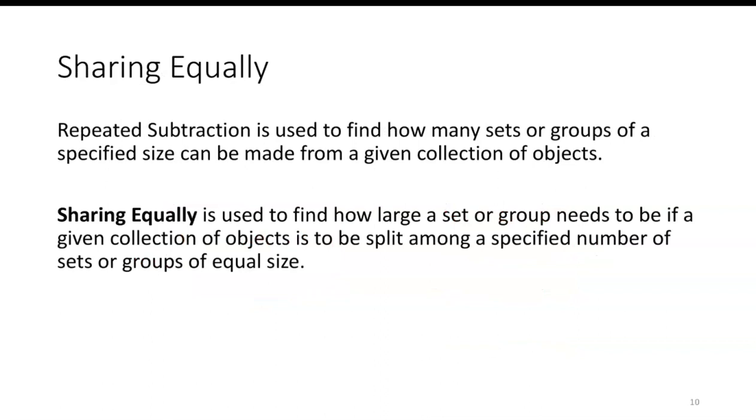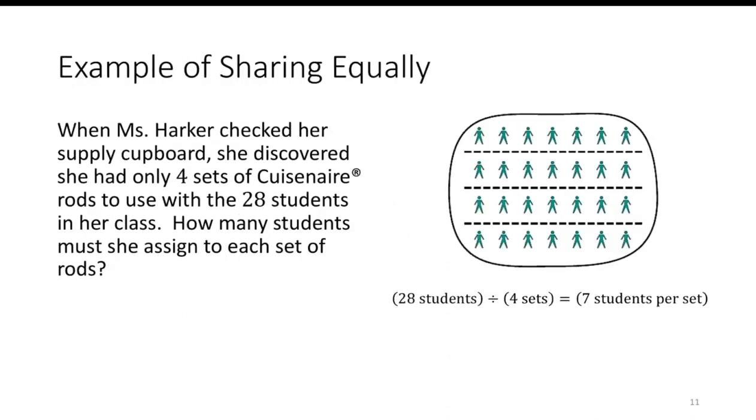The third model is sharing equally. The repeated subtraction is used to find how many sets or groups of a specified size can be made from a given collection of objects. So sharing equally is used to find how large a set or group needs to be if a given collection of objects is to be split among a specified number of sets or groups of equal size. So for example, when Ms. Harker checked her supply cupboard, she discovered she only has 4 sets of the Cuisenaire rods to use for 28 students. So how many students must she assign to each set of rods? Well, there are 28 students. Split them among the 4 sets. That would be 7 students per set.